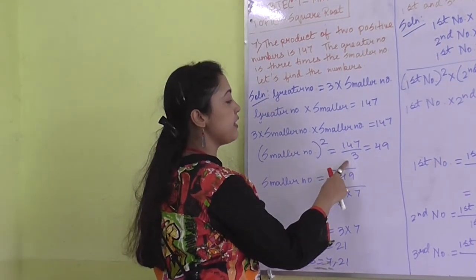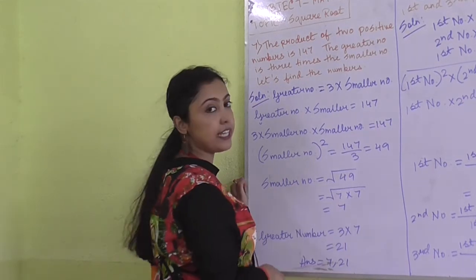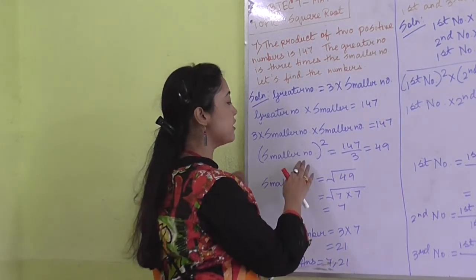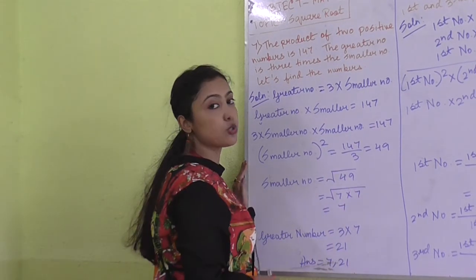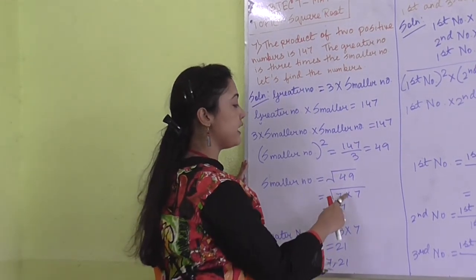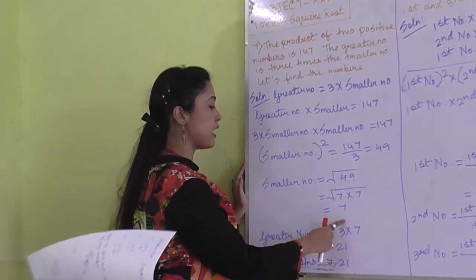Now 147 divided by 3 is 49. So the smaller number is root over 49. And why root over 49? Because this square, when it goes to the right hand side, becomes a square root. So the square root of 49 is 7 into 7, that is 7. Now the smaller number is 7.